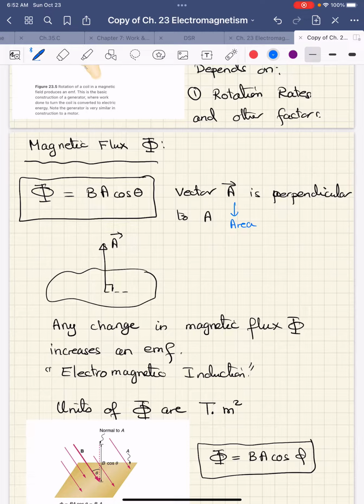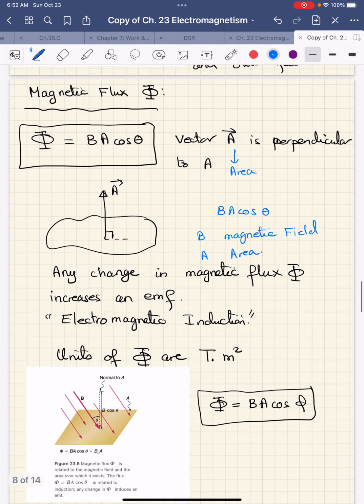And then always when I am trying to calculate the flux, I am looking for BA cosine theta, where B is the magnetic field and A is the area. Okay, and the area vector is perpendicular.